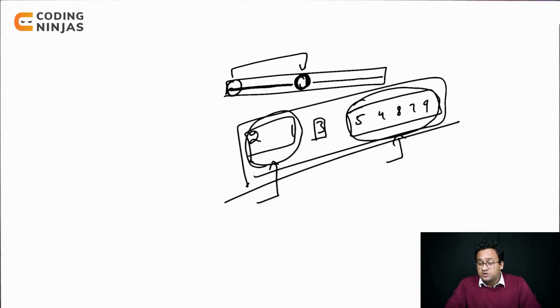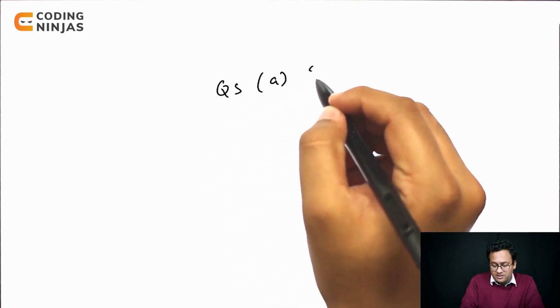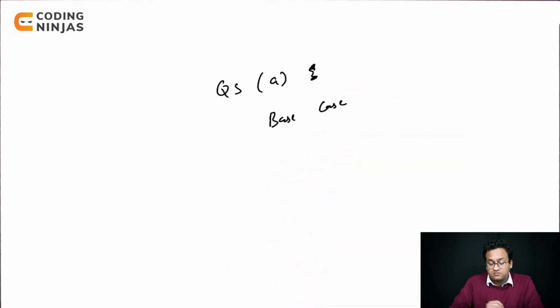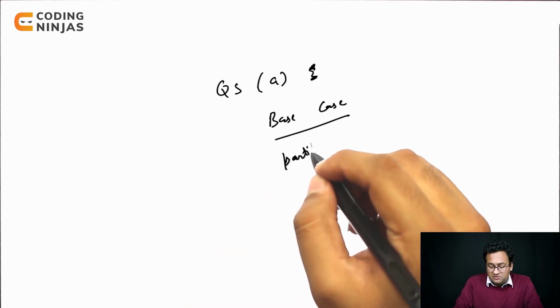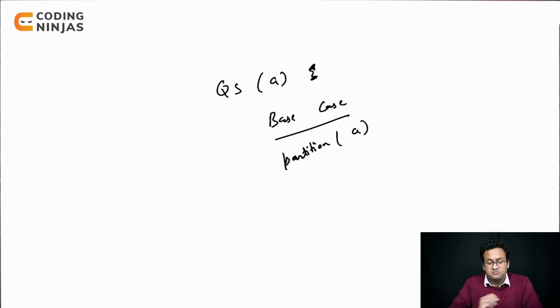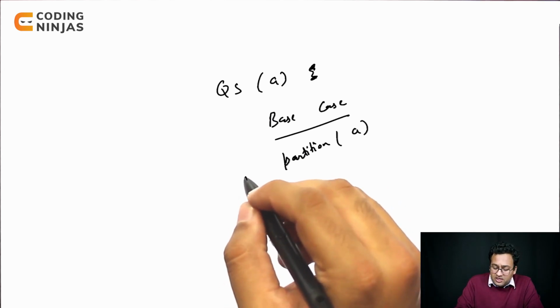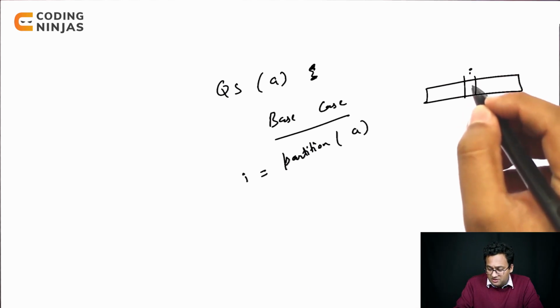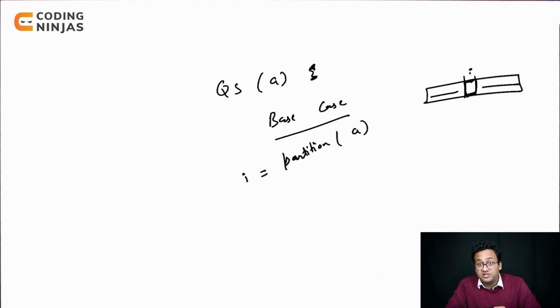Okay, so the code will look something like this. You'll get the array. You will have the base case. Once you've taken care of the base case, you will call something like a partition function. It should partition your list into 2 halves and give you the index around which it has partitioned. So there will be some index where your pivot element is, and everything on the left is smaller, everything on the right is larger.